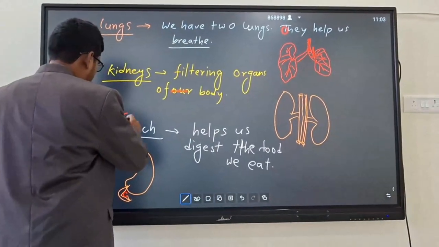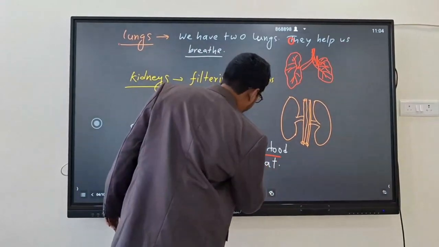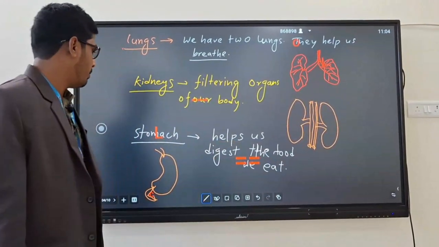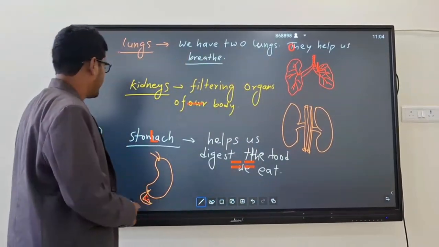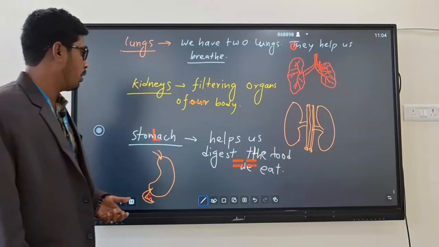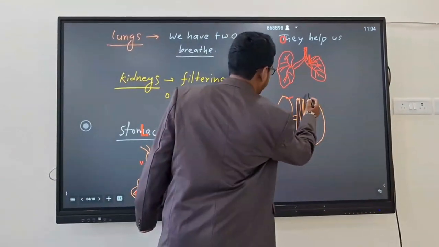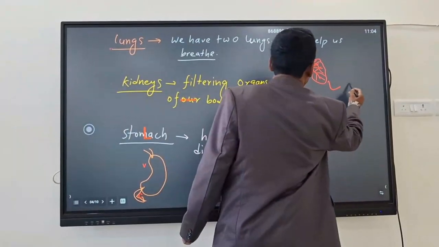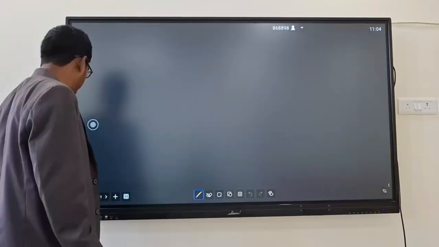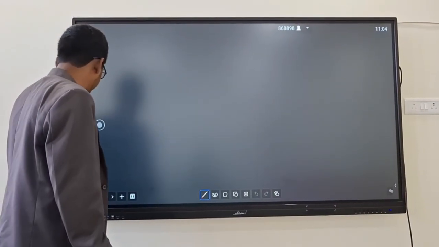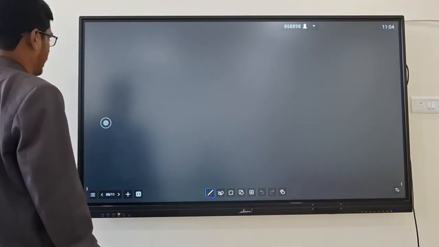And the stomach is also an internal organ and helps us to digest the food we eat. If your stomach is damaged, then whatever you eat, at home or outside, your digestive system will be lost. Okay, this is a picture of the stomach, this is a picture of the kidneys. Two kidneys are there, and this is a picture of the lungs. Next, move to the next slide.